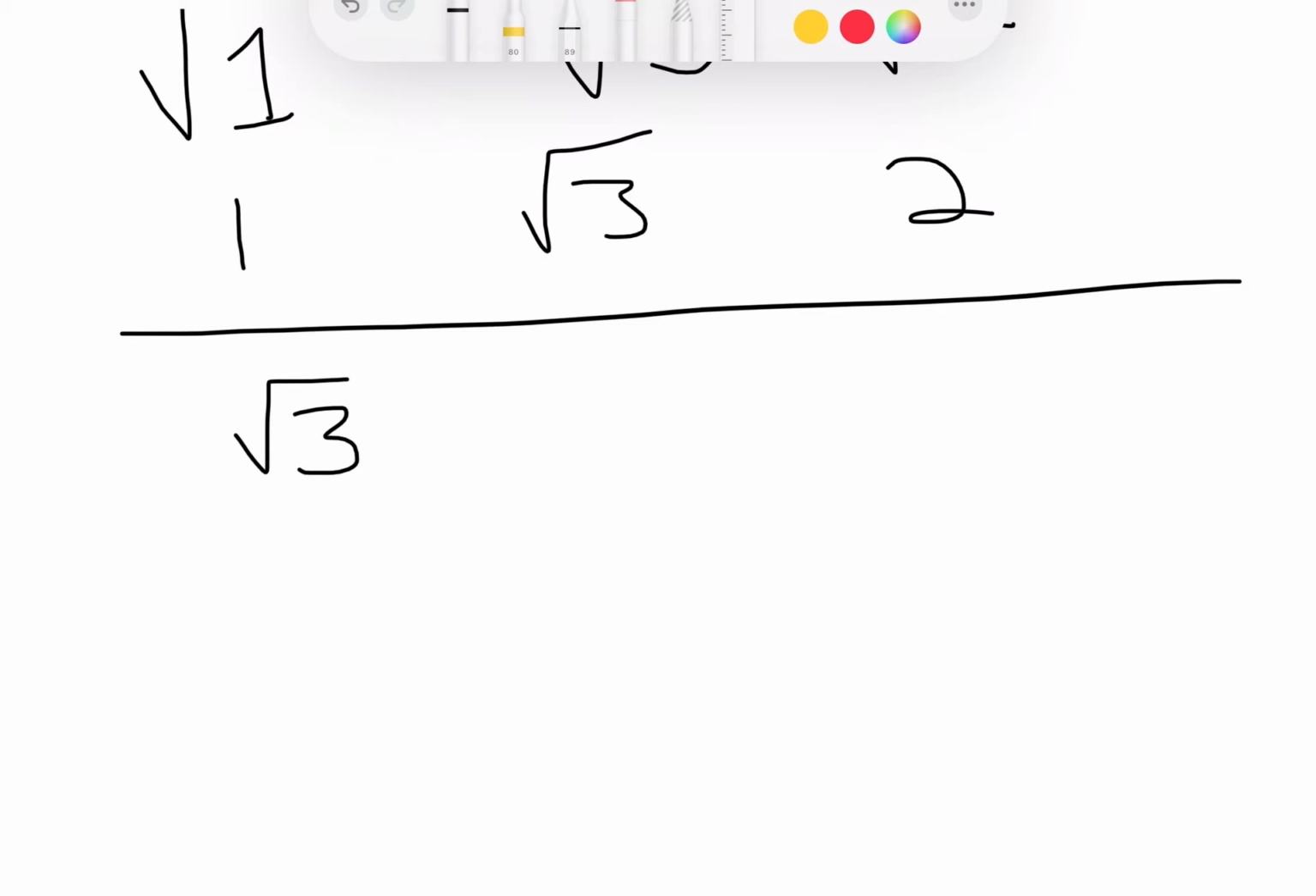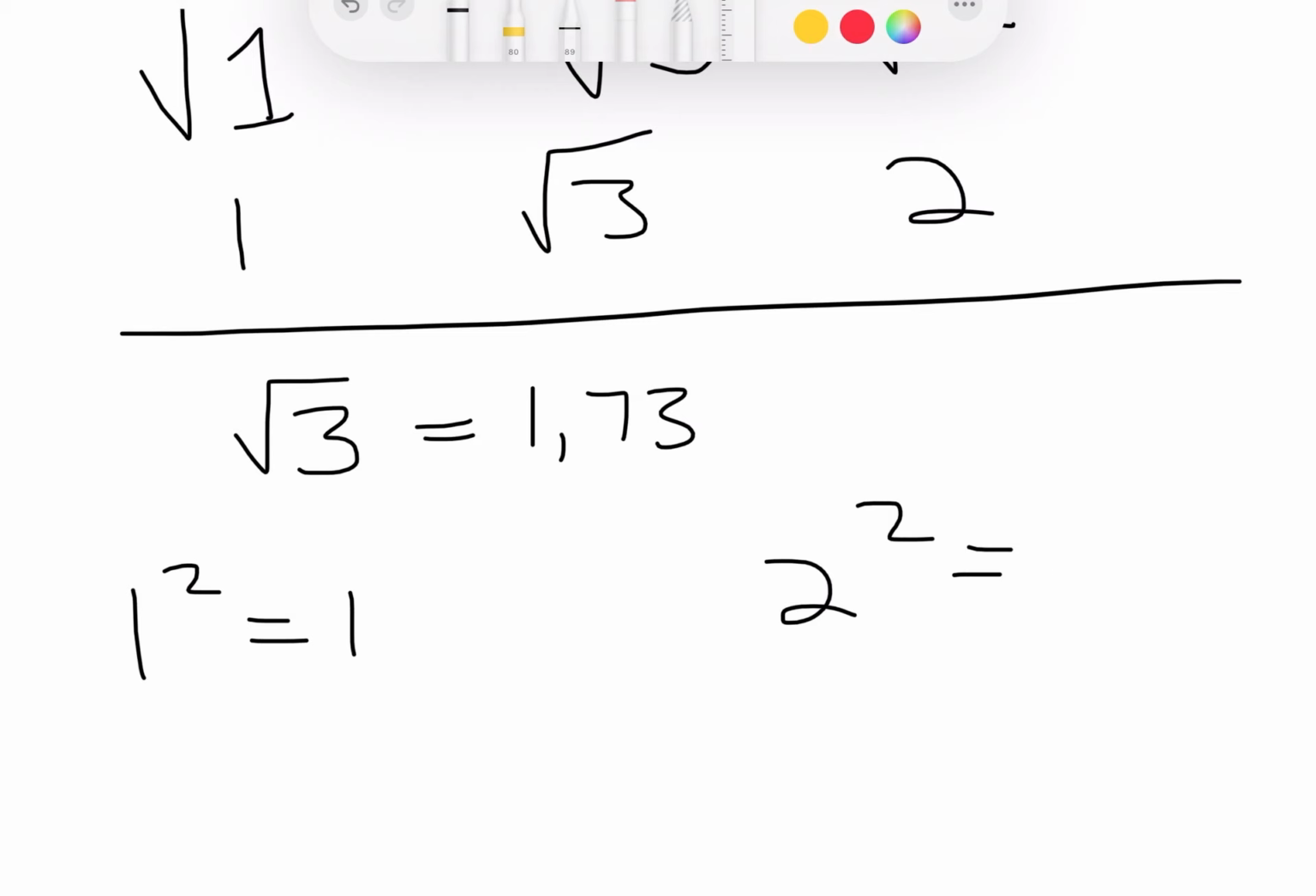What are you going to do? Alright, square root of 3, check your calculator, is equal to 1.73. And you know that 1.73 comes between 1 as a whole number and 2. But what is the square of 1? Square of 1 is 1 squared, which is equal to 1. And the square of 2 is 4. So you're going to say 1 is the one that comes on the left.